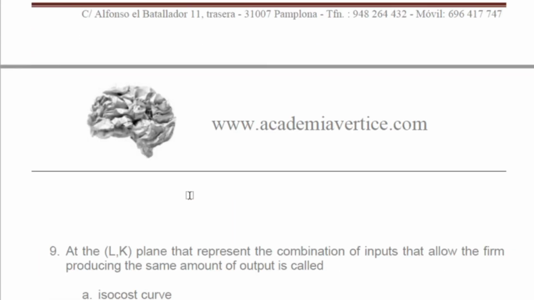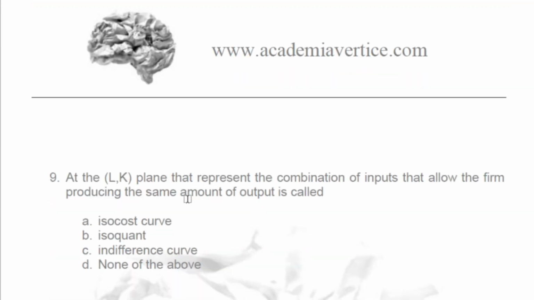Now, 9. In the capital-labor plane, the curve that represents the combinations of inputs that allow the firm to produce the same amount of output is called, well, this is very easy. This is the definition of an isoquant. Yes, we could make a graph or explain something if you want. That's the definition, and you should know it.